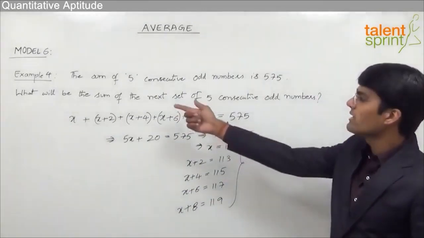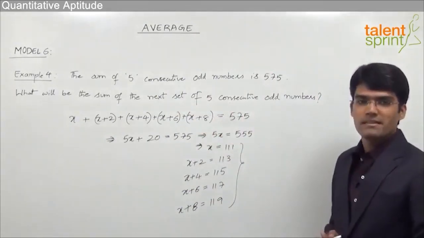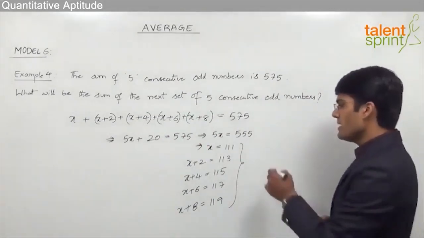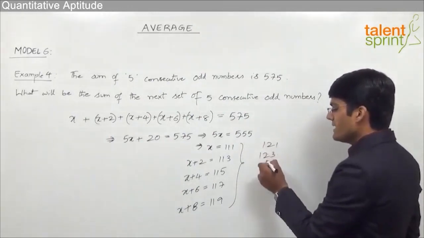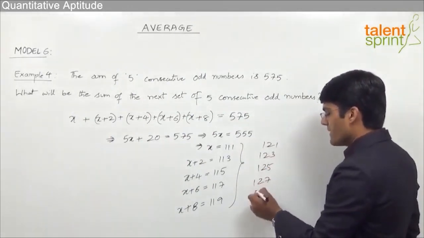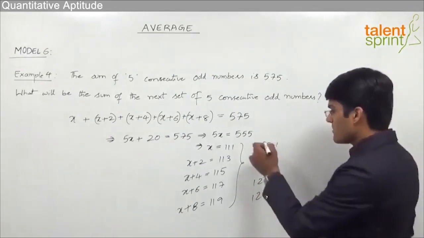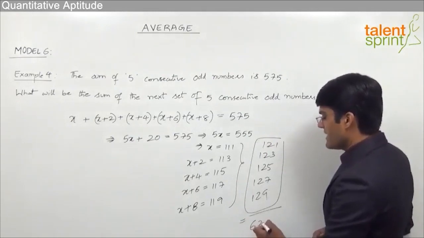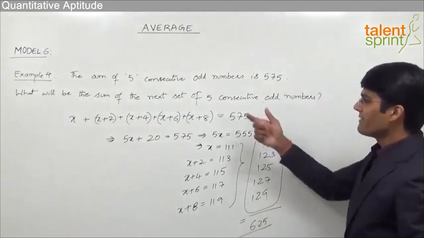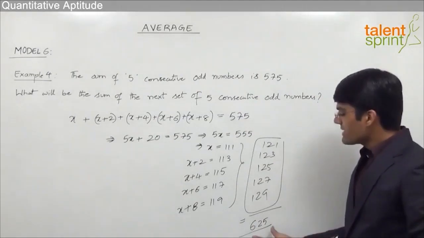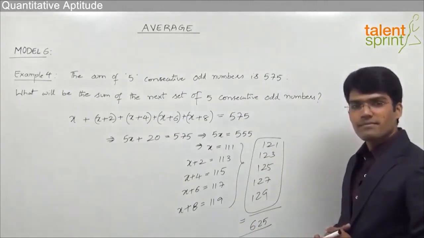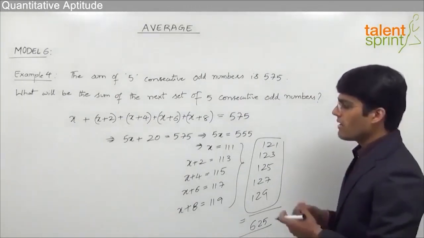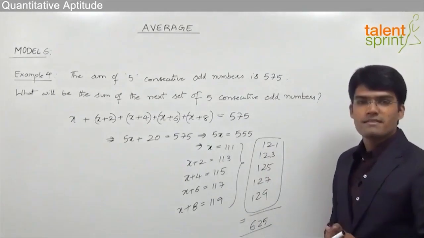And we are supposed to find out the sum of the next set of 5 consecutive odd numbers. So the next set of consecutive numbers that we have after these 5 numbers will be 121, 123, 125, 127 and 129. And the sum of these numbers will be equal to 625. So we can say that the sum of the next set of 5 consecutive odd numbers is 625. But friends, this is the conventional way of solving the problem, and we cannot afford to spend so much time for solving such a silly question.